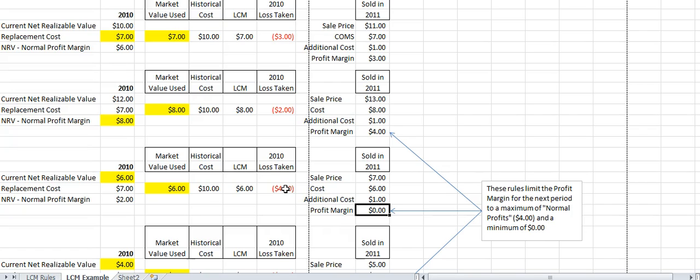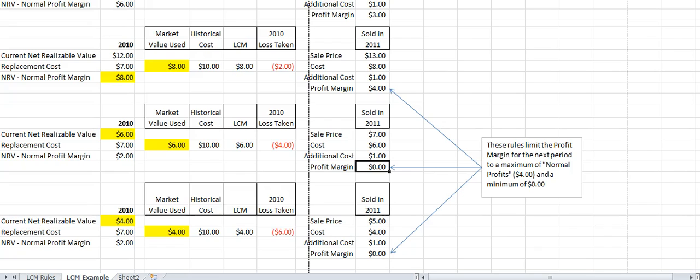So conservatism in accounting strives to recognize its losses first before gains. Okay? That's the rule of conservatism. We tend to book losses first. Gains, we will book them when they're realized. Losses tend to be booked when they occur, when we know about them. Okay.